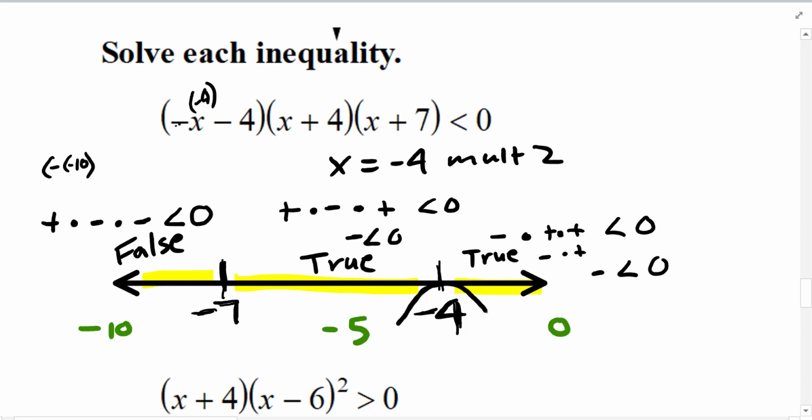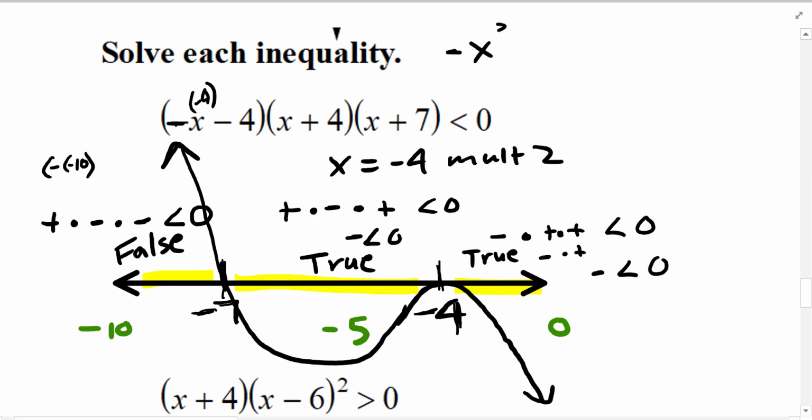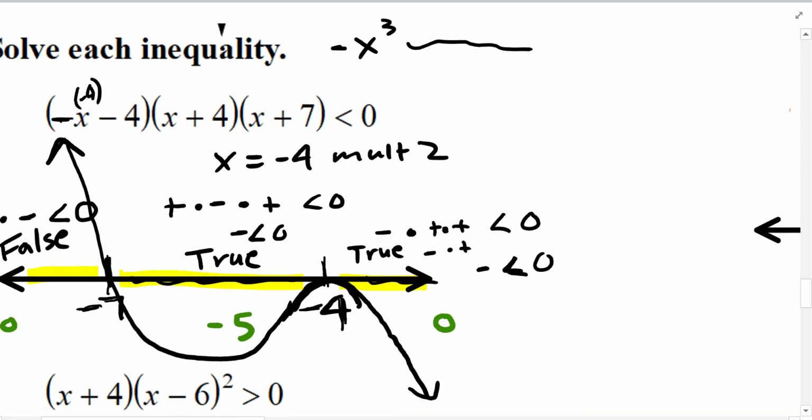If we were to graph this, it would look something like this. Notice, we're going to have a negative cubic and a bunch of other stuff. We're going to have a negative cubic, so it's going to start this way and go that way. Then remember, we had a multiplicity of 2, so there's a parabola right there. So both of these areas, this interval and this interval, make that statement true. All right, let's see.